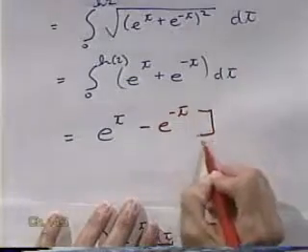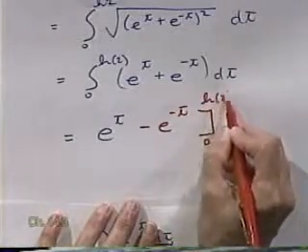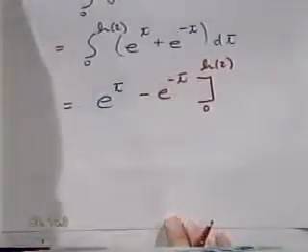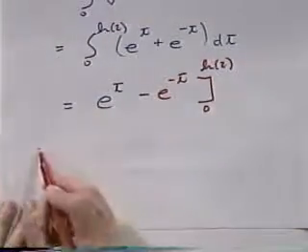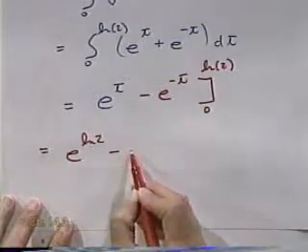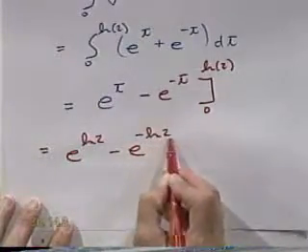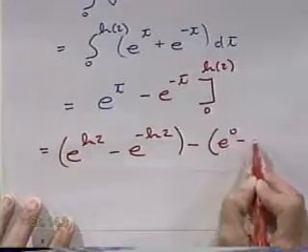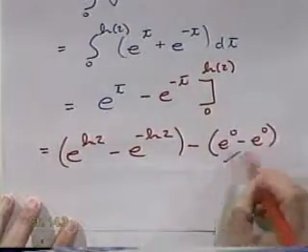Now lastly, why did I pick natural log 2 for my limits of integration? Well, let's plug it in and see what happens. Plugging in natural log 2, this is equal to e to the natural log 2 minus e to the minus natural log 2 minus e to the 0 minus e to the 0. These guys knock each other out.